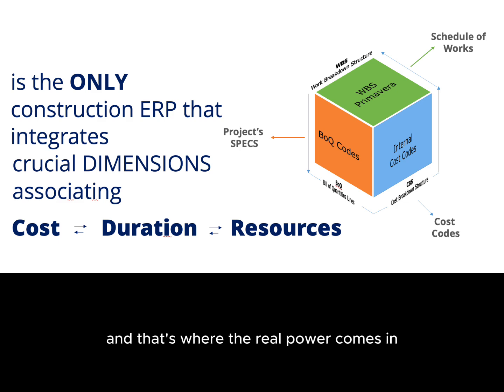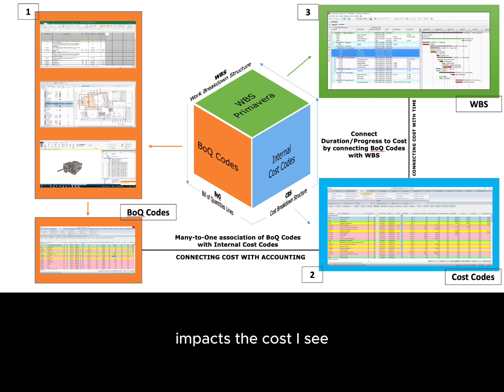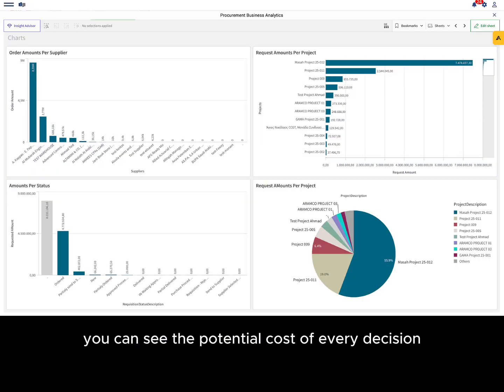Exactly. And that's where the real power comes in. Because everything's linked, ProjectVIEW can analyze how any change impacts the cost. So let's say there's a delay in one of your work breakdown structure tasks. ProjectVIEW will immediately show you how that affects the budget and the timeline. No more nasty surprises down the line. It's like having a financial crystal ball. You can see the potential cost of every decision before you even make it.